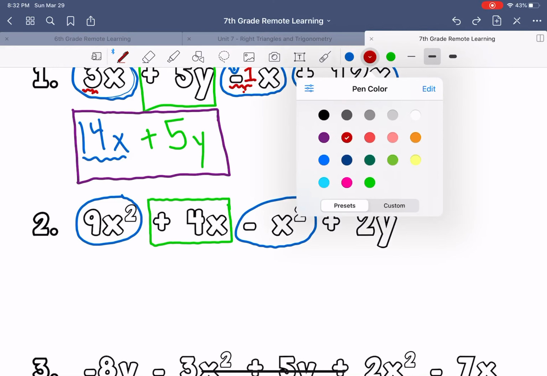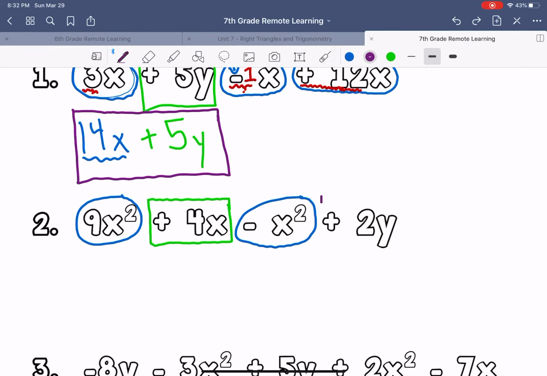And then, oops, I already did a square. I'm going to do my squiggles again. I've got a plus 2y, and that's separate also because it's a different variable.